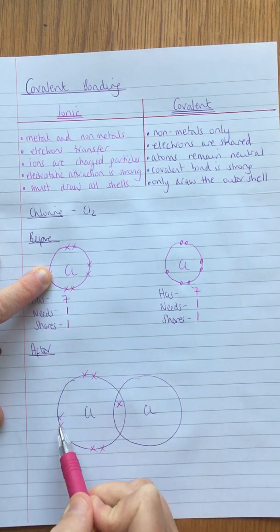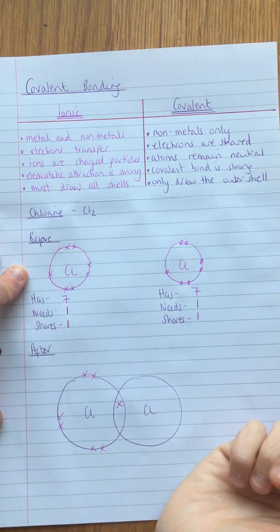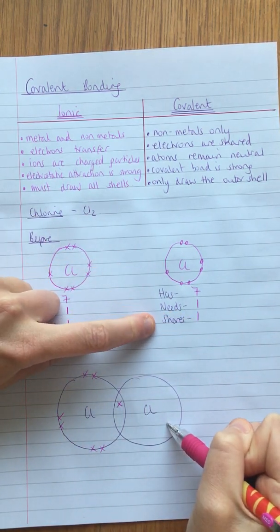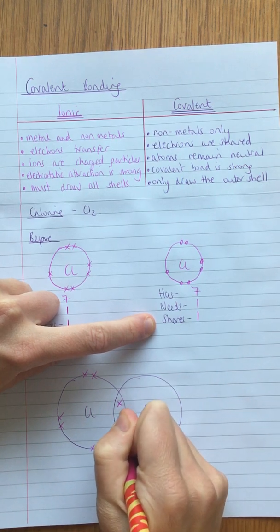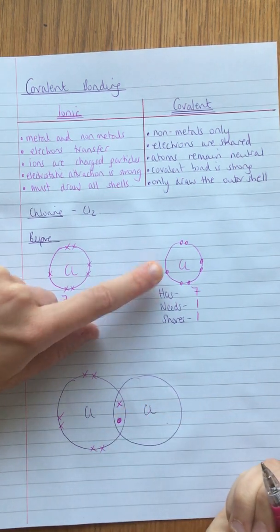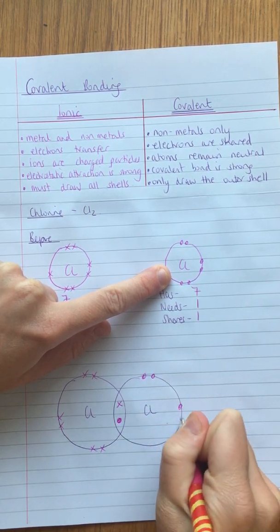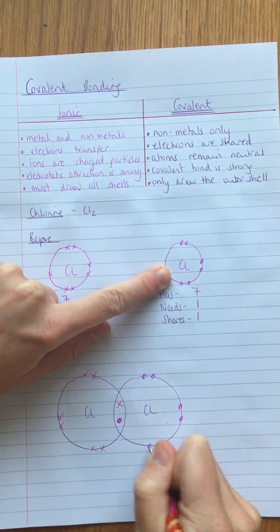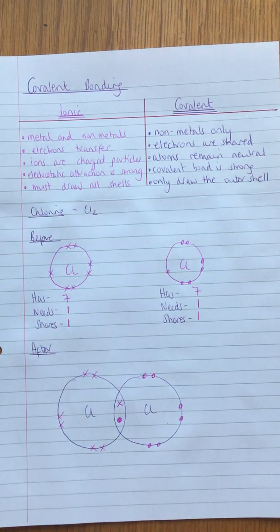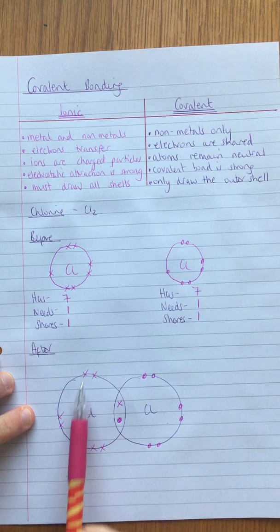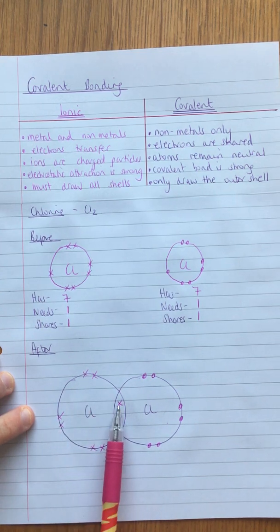1, 2, 3, 4, 5, 6, 7. Perfect. Over to this one then. Needs 1, shares 1. So it's going to put 1 in the overlap. It's got 6 left. 1, 2, 3, 4, 5, 6. Done. Now I'm just going to check because chlorine wants 8. 1, 2, 3, 4, 5, 6, 7, 8.